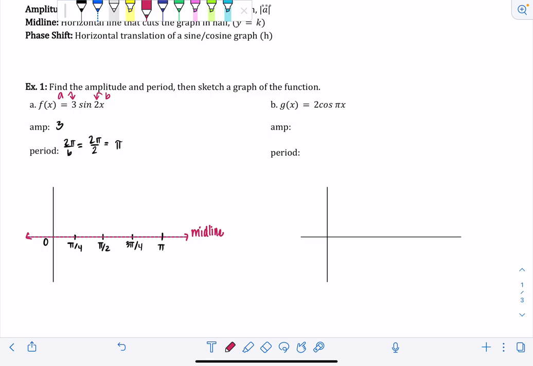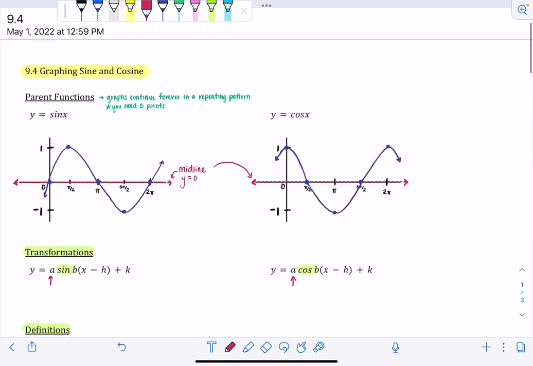So if my amplitude is 3, the amplitude is basically the distance that the graph is going to go from the midline to its max or to its minimum. So if we go back up to the parent function really quick, this distance right here is the amplitude. And then same with this distance right here. So for the parent function, the amplitude is just 1.